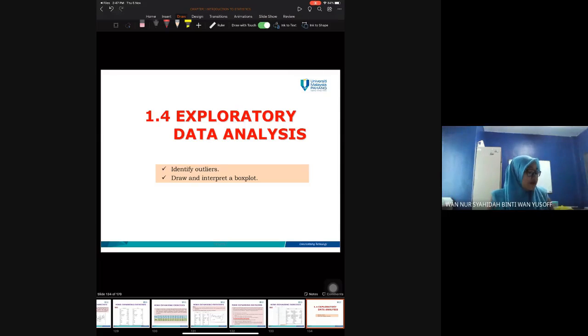So what I want to highlight here is how to interpret the box plot. What can we comment based on the box plot? What kind of information can we get from the box plot?